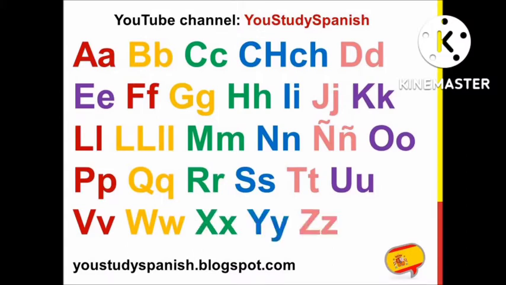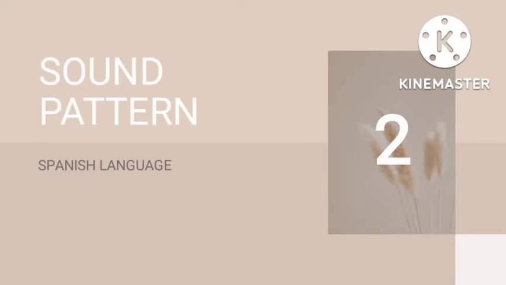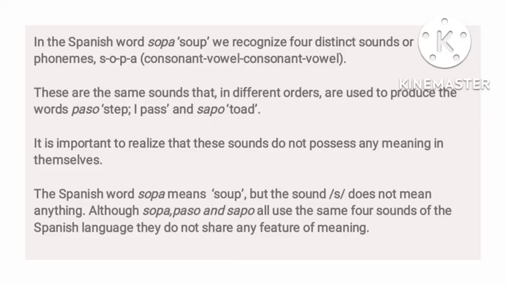Y, Z. The second thing I'm going to discuss to you is the sound pattern of the Spanish language. In the Spanish word sopa, soup, we recognize four distinct sounds or phonemes. S-O-P-A, or consonant, vowel, consonant, vowel. These are the same sounds that, in different orders, are used to produce the words paso, step, and sapo, toad.